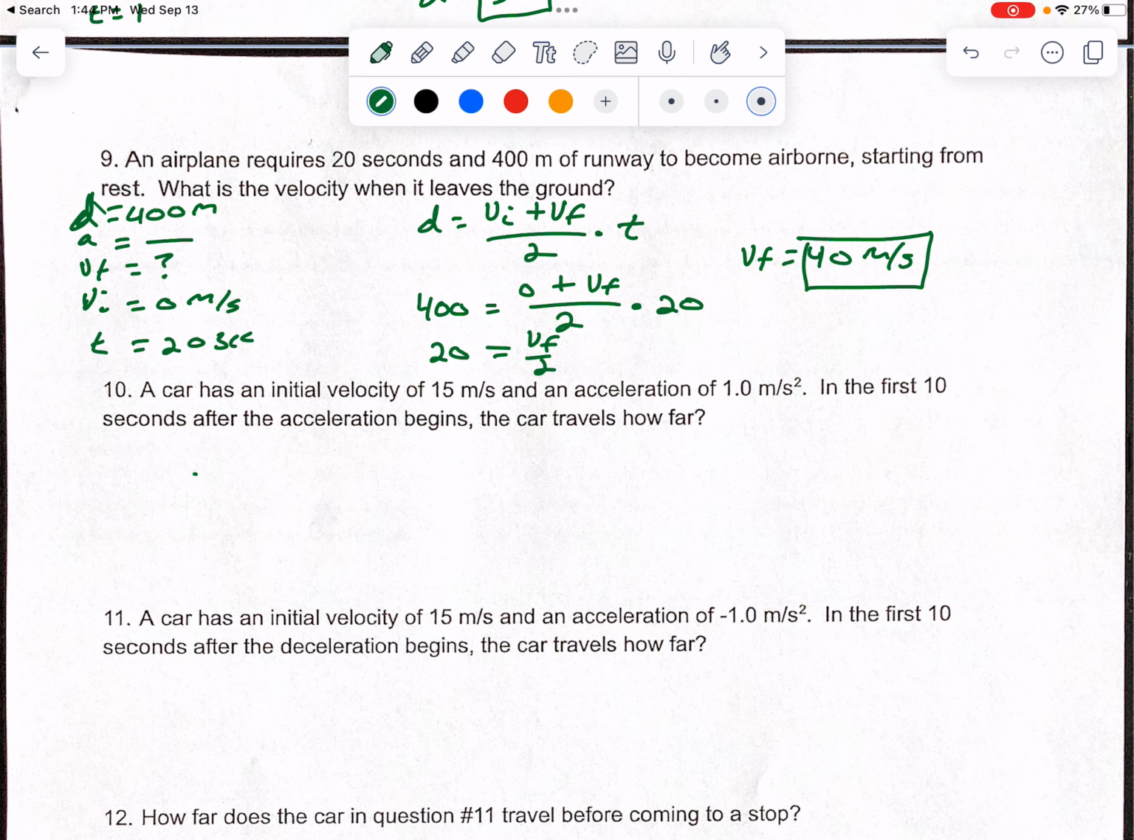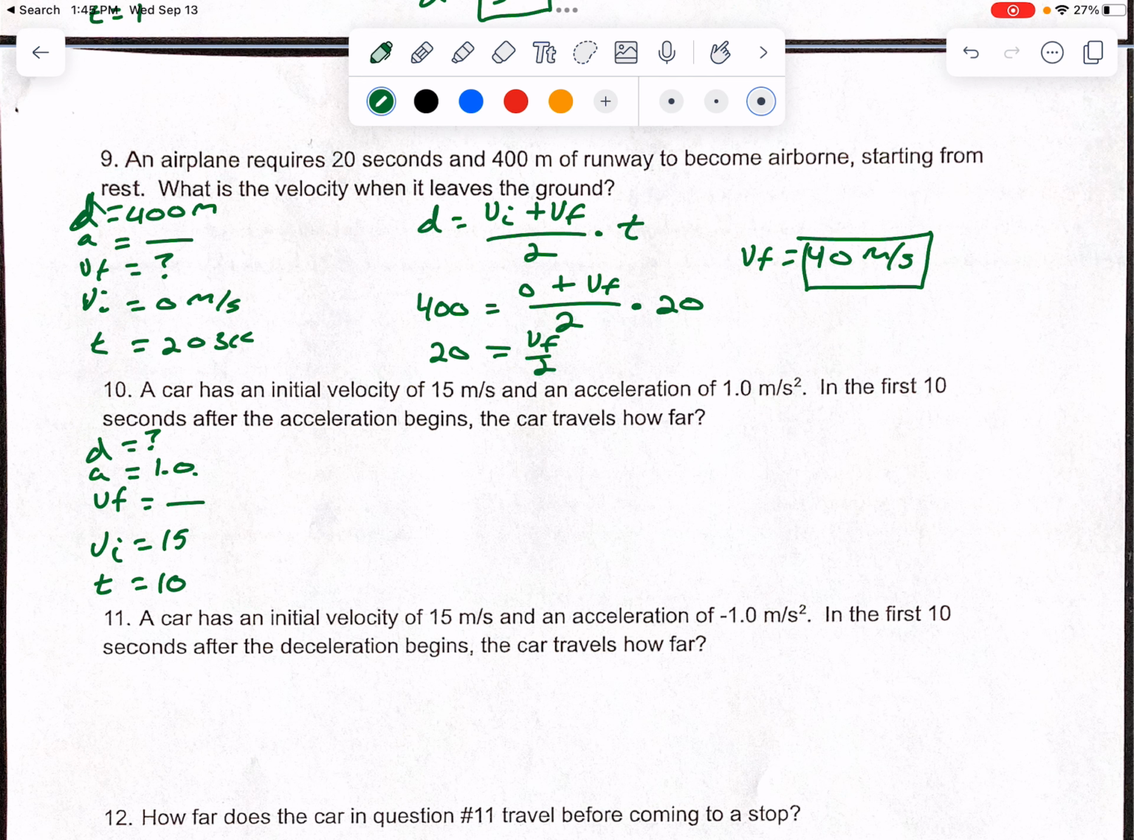Number 10, a car has an initial velocity of 15 meters per second. Okay, so let's go ahead and set up our Daffy T. So initial was 15 meters per second. Acceleration of 1.0 meters per second squared. Okay, so that's going to be A equals 1.0. In the first 10 seconds, so T is 10. After its acceleration begins, how far does it go? So it's looking for distance. Means we did not care about velocity.